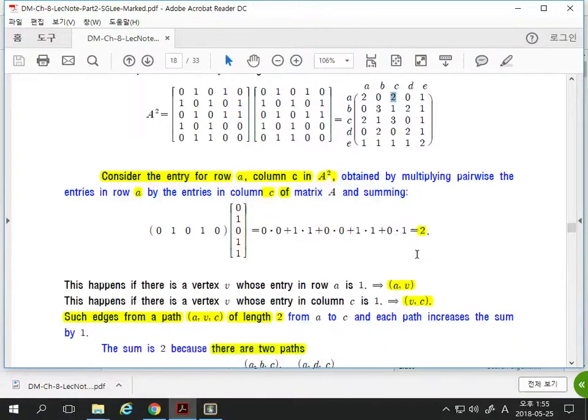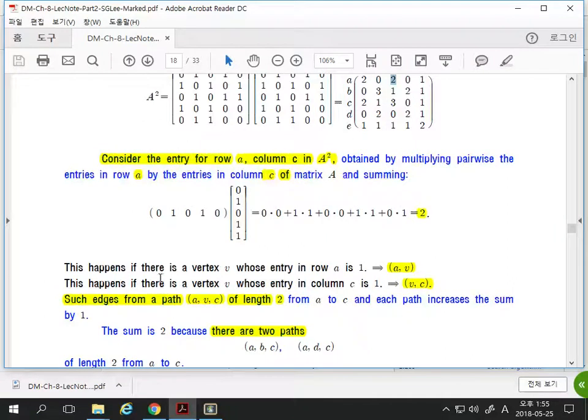Okay, what this means is, this happens if there is a vertex V whose entry in row A is 1, so from A to V, and if there is a vertex V whose entry in column C is 1, so from A to V, V to C. So we can reach, we start from A and end at C with 2 edges. So length is 2. AVC, which is length 2.